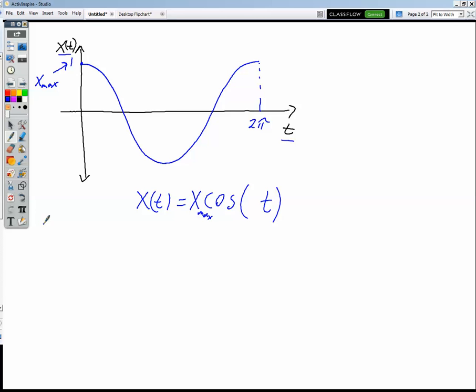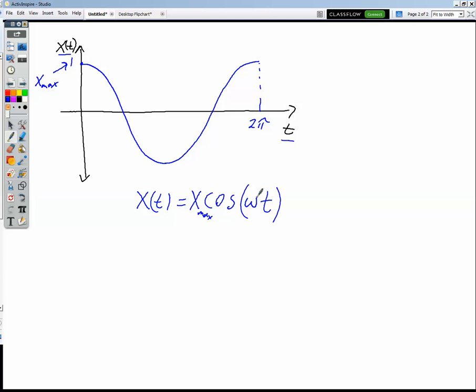Now, our period is not going to be 2 pi seconds. Our period is going to be something other than 2 pi. And so this is going to cause some issues inside the parentheses of our cosine function. And what we're going to see is that we can show mathematically that the argument inside of the cosine function, the t has to be multiplied by this omega. And we've seen omega before, angular velocity.